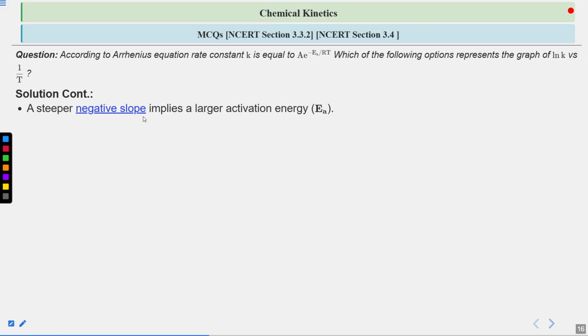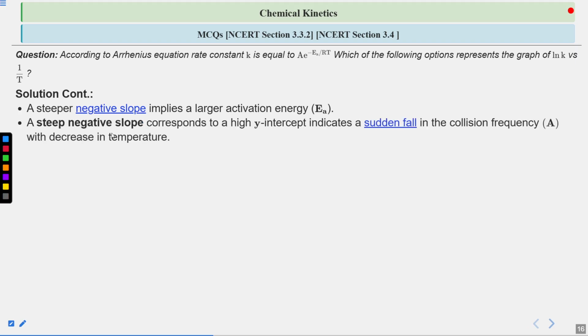Now, a steeper negative slope implies a larger activation energy, that is Ea. If you have a steeper negative slope, it is saying that a larger activation energy is present. So a steep negative slope corresponds to a high y-intercept, indicating a sudden fall in the collision frequency A with the decrease in the temperature. So we can also get another piece of information from the graph: if you are getting a steep negative slope, that means we are having a larger y-intercept on the y-axis.